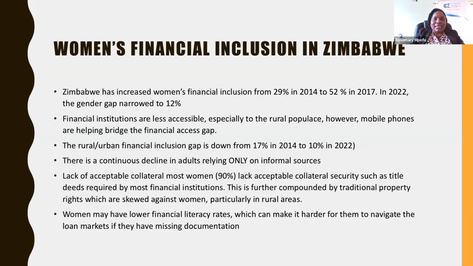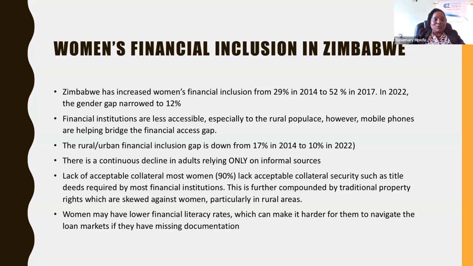There's a continuous decline in adults relying only on informal sources. Lack of acceptable collateral is the greatest problem, and it mainly affects women. Up to 90% of women lack acceptable collateral security, such as title deeds, because most of the times, even residential houses are put in their husband's names, and the woman's name does not appear on the title deeds of the house she lives in with her husband.